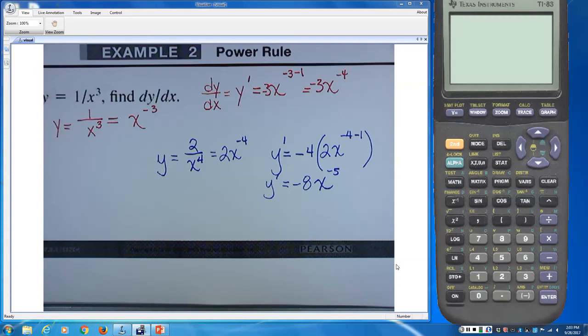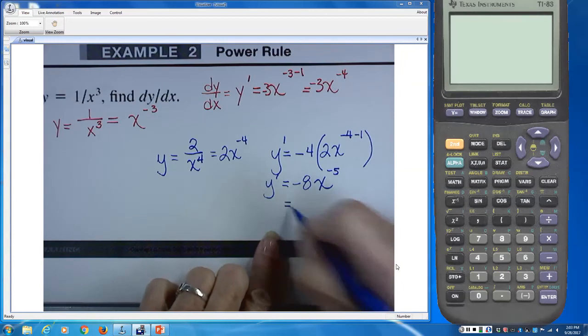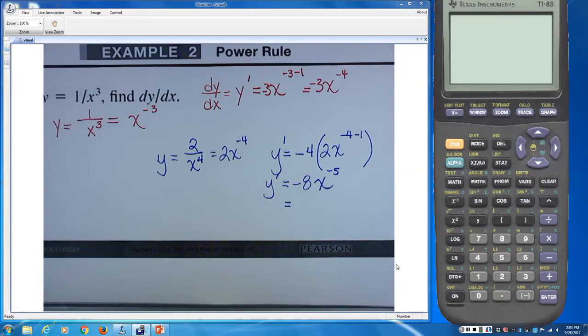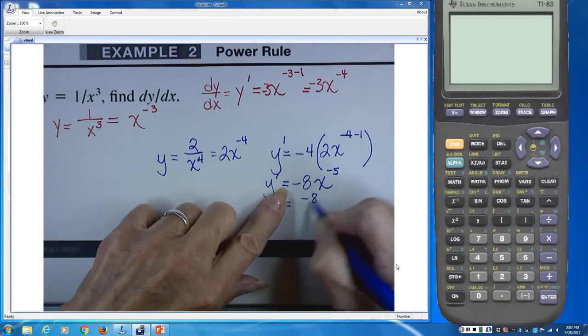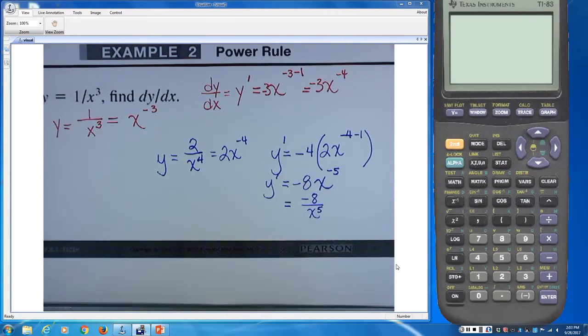Now, if you were in my math lab they would make you go another step. They would say, no, no, no, no, no. Well, my math lab doesn't, their explanation does. No, no, no, this is negative 8 over x to the 5th power. And at that point, when I was sitting where you are, I'd be looking at it going, how did you get that? Well, all they really did was they moved this back down to the bottom.